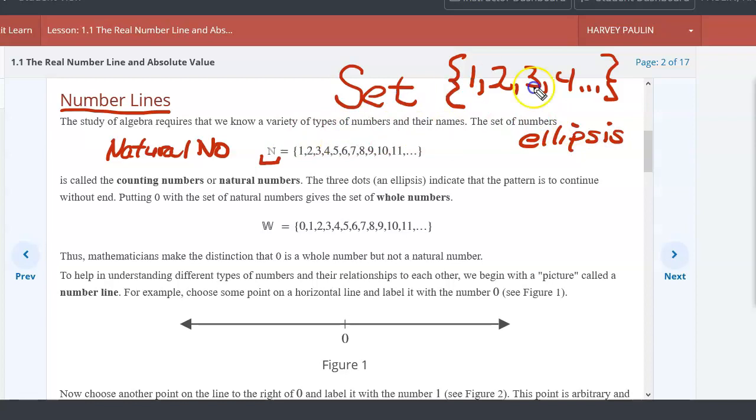And the way we have put them, this is a certain type of notation. This is called roster notation. And that's something you should have in your notes. Now, the second set of numbers we see listed here, these are called the whole numbers.